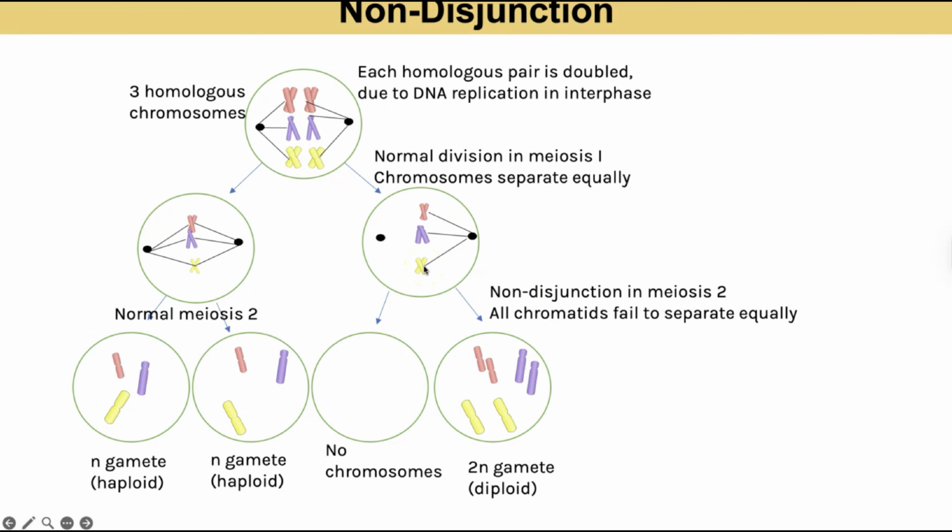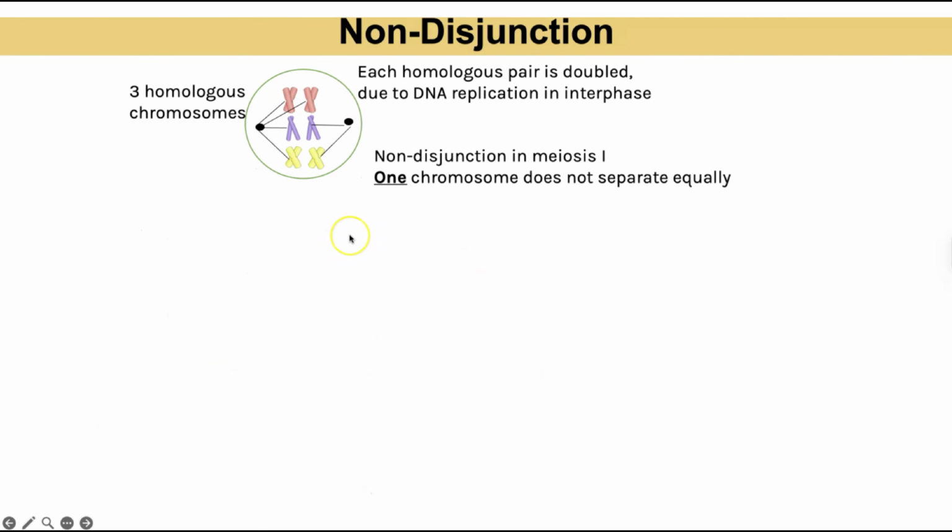Now, another type of non-disjunction we can see here is still happening due to the centrioles only producing spindle fibres on one side, but meiosis 1 happened normally. This time it's meiosis 2, where the sister chromatids are both pulled to the same side. There was no chromosome mutation or non-disjunction in meiosis 1, but in meiosis 2 there was. All of the sister chromatids moved to one side, so again we end up with that diploid gamete and one gamete with no chromosomes.